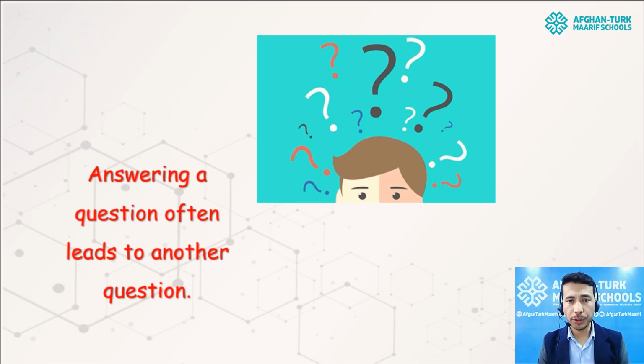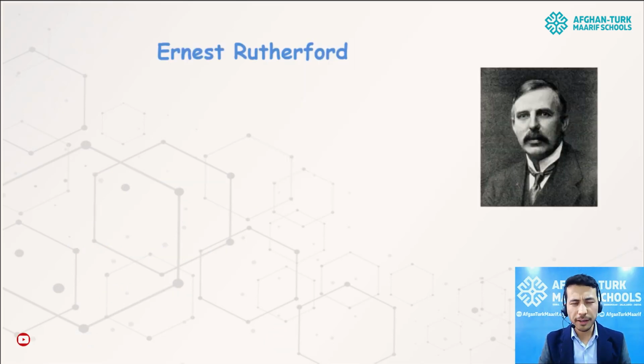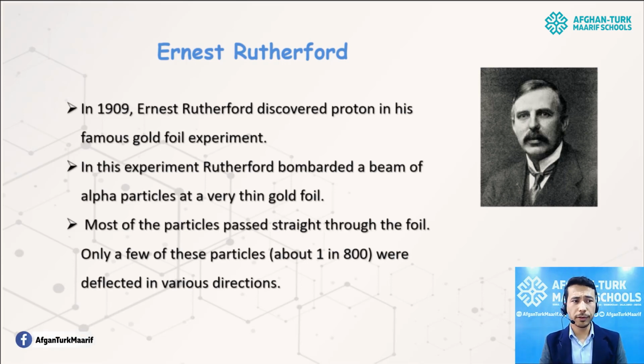Who discovered the nucleus and proton? Yes, you know that he was none other than Ernest Rutherford. In 1909, Ernest Rutherford performed a gold foil experiment. He bombarded alpha particles at a very thin gold foil. He found that some of the alpha particles from its beam were deflecting into various directions, around 1 in 800. And somewhere else I have studied that 1 out of 8,000 alpha particles were deflected.